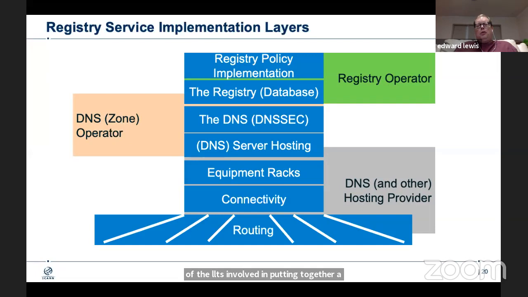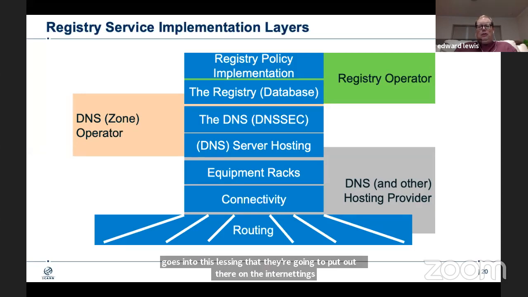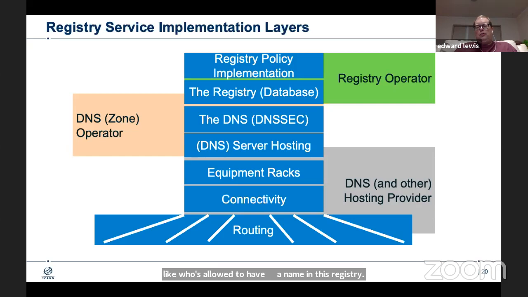On top, there's the registry operator. They generally are worried about what goes into this listing that they're going to put out there on the internet, like who's allowed to have a name in this registry. Is it jurisdictions for ccTLDs, or is it policy for different community types of TLDs out there?